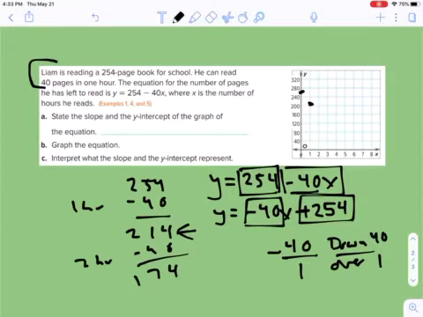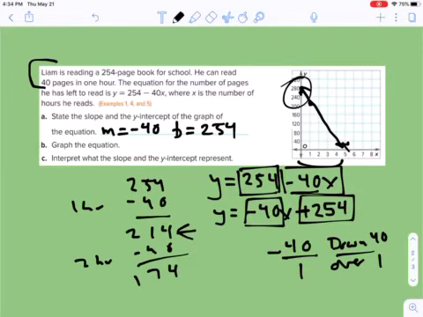Then you're going to draw your line. It's going to go there. It's not going to go below this. This gives us some information. It tells us approximately how long it is going to take him to read the book if we graph the line, and it also tells us where he starts as far as pages go. It says state the slope and the y-intercept of the graph. So the slope is m equals negative 40, because we figured that out, and our y-intercept, which is b, is 254.